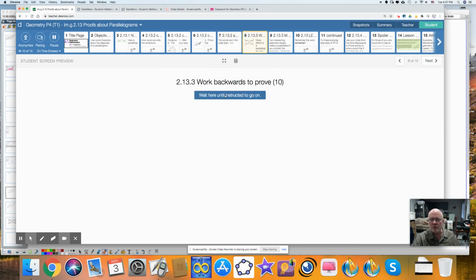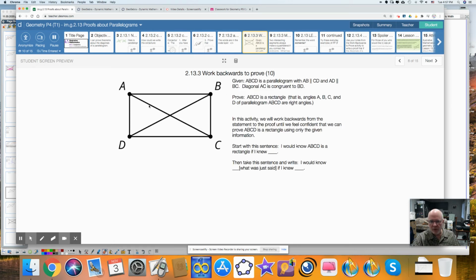Here, we're going to work backward to do a proof. We're given ABCD as a parallelogram with congruent diagonals, so AC is congruent to BD. We want to prove that this has to be a rectangle, that is, that all four of these main angles, A, B, C, and D, are right angles. And we're going to work backward, starting with this sentence.